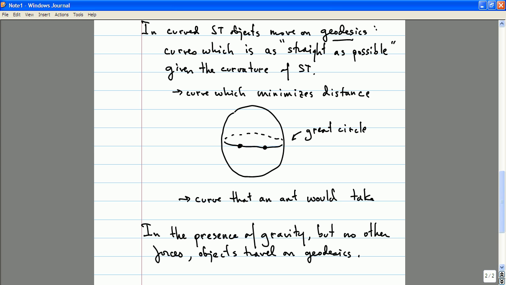So this is a rather beautiful way of thinking about things. Remember, the basic statement of Newtonian gravity is that in the absence of gravity, objects travel on straight lines. In general relativity, we now generalize that statement to say that in the presence of gravity, objects travel on quote-unquote straight lines, where a quote-unquote straight line is the line that an ant thinks is a straight line. It's the one which is as straight as possible, given that space-time is curved.